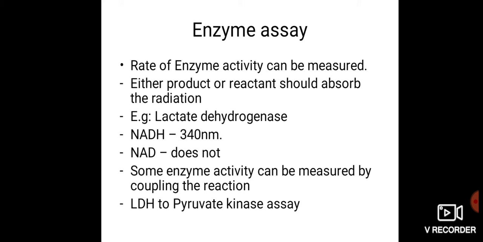Sometimes the enzyme's substrate or product is not directly involved in absorption of radiation, so people measure the enzyme activity by coupling the process with another enzyme, wherein the product of the first enzyme reaction is used as a substrate for the second enzyme, where the product of the second involves absorption of radiation. That can be calculated, and indirectly it gives us the idea of the enzyme activity of the first enzyme.